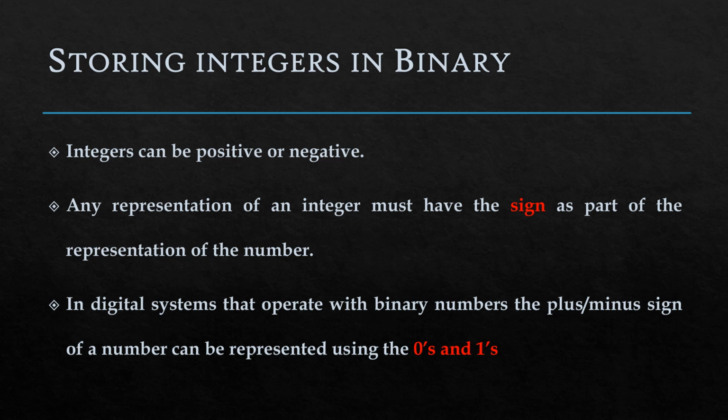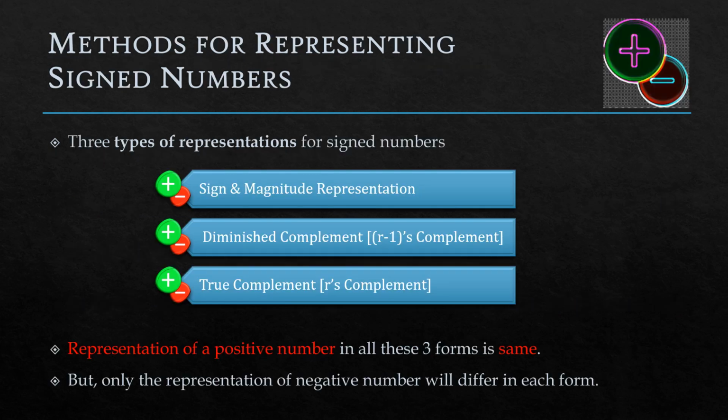In digital systems that operate with binary numbers, the plus or minus sign of a number can be represented using zeros and ones. So using the zeros and ones, we can represent the sign of the integer also. Let's look into the various types of representations for representing signed numbers.